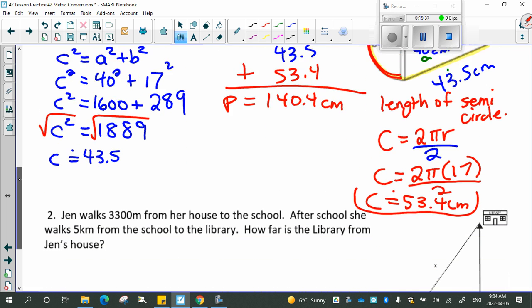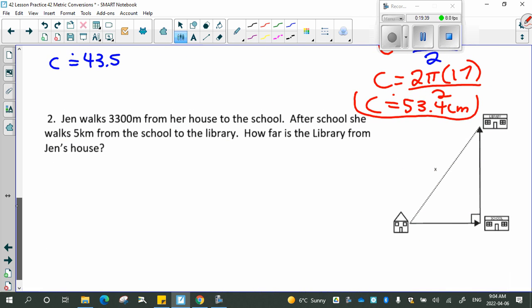All right, so this one's, I think, a bit easier. Jen walks 3,300 meters from her house to the school. After school, she walks 5 kilometers from the school to the library. How far is the library from Jen's house? And they've got an X here.